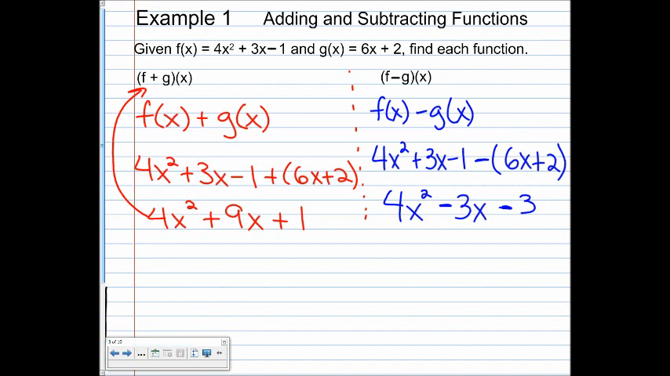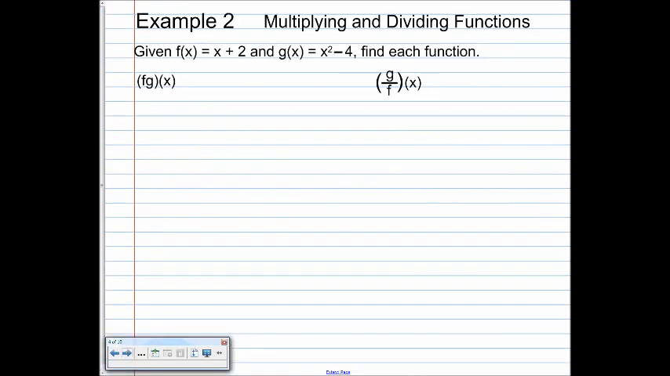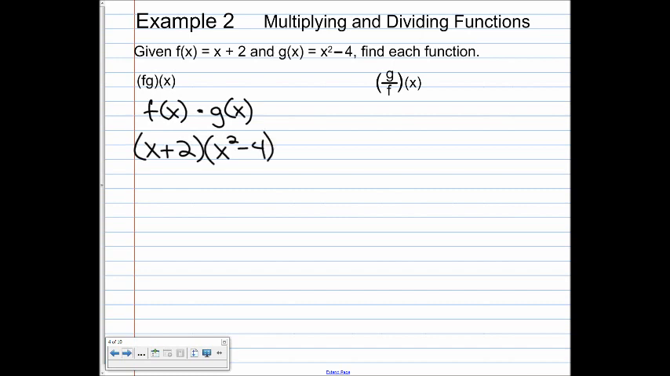All right, let's move on to the next two operations. What are the next two? Multiplication and division. So let's do the multiplication one first. It says f times g of x. So another way to write this is f of x times g of x. All right, so I'm going to write f of x first, x plus 2, times g of x, x squared minus 4. Guys, this should look very familiar to stuff that we did in December, where we multiplied polynomials. So how are we going to multiply polynomials?